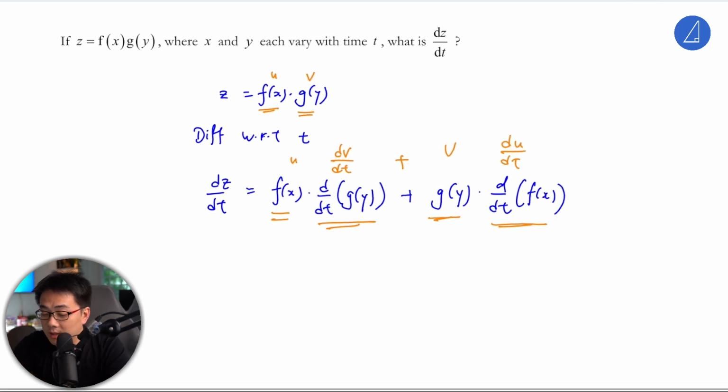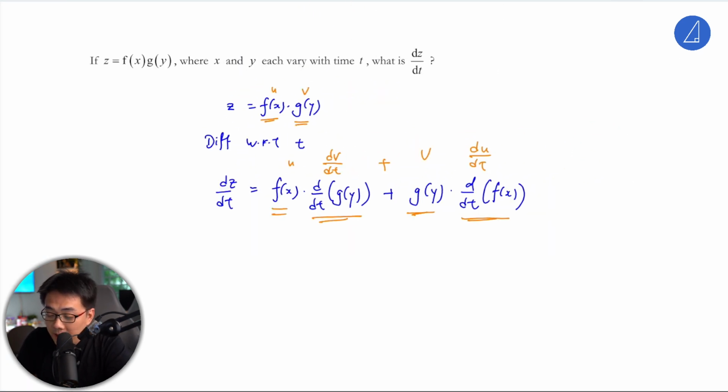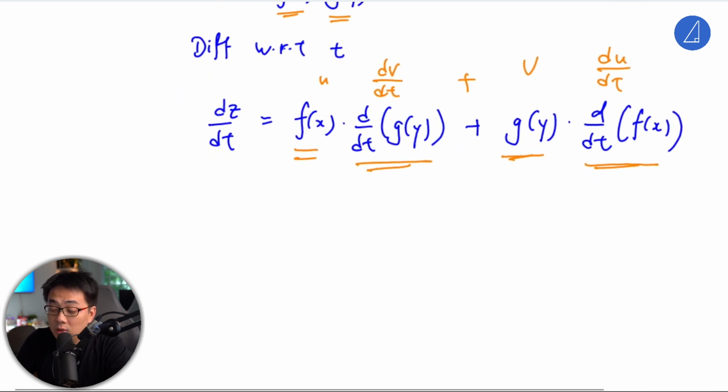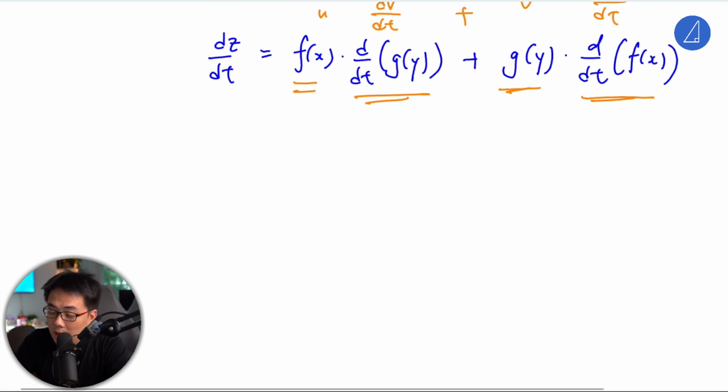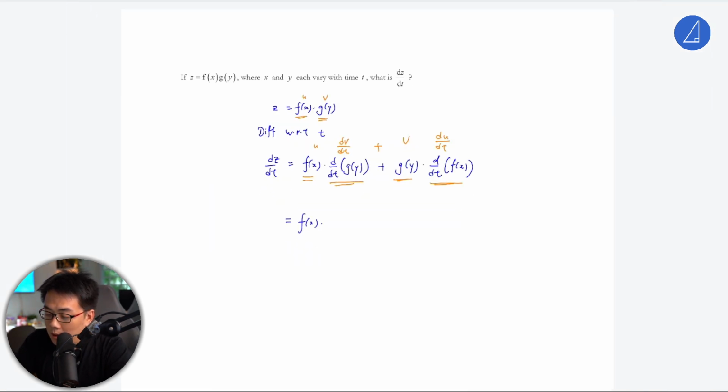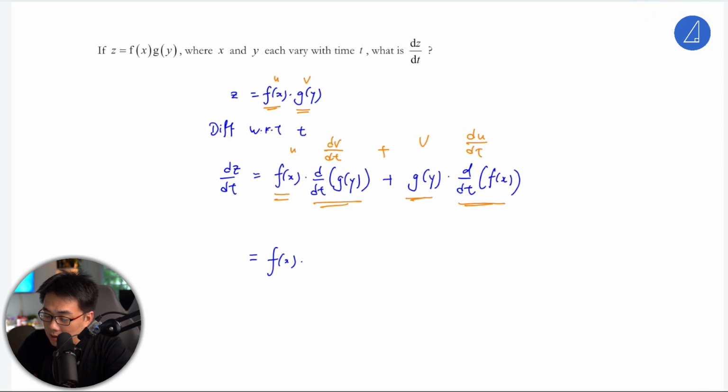Now the problem with this function is that this is in terms of t and this is in terms of g(y), right? So we can't really find out what the g and y here are. So what you need to do is actually use the chain rule. Just use chain rule. Let me explain a bit. In this case here, f(x). Actually, what is dz/dt in terms of? It should be in terms of dy/dt. They each vary with time together, meaning we have dx/dt and dy/dt.